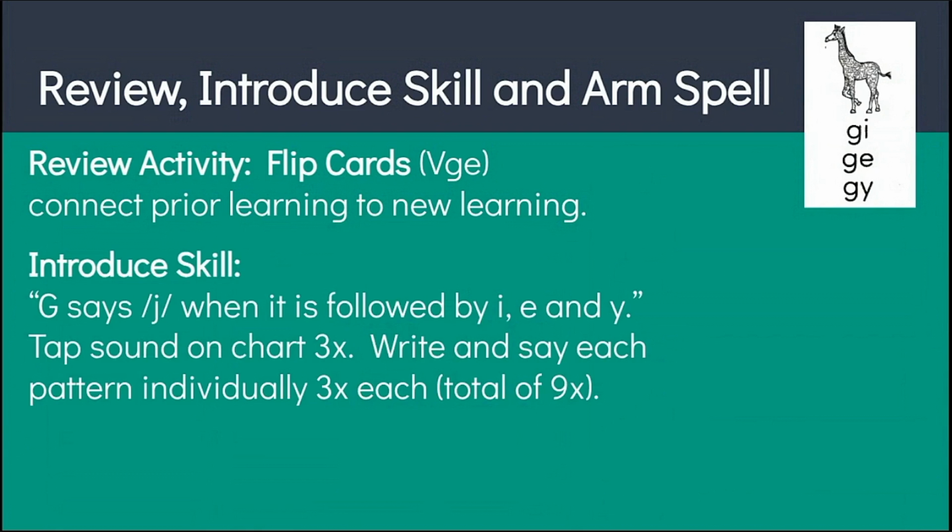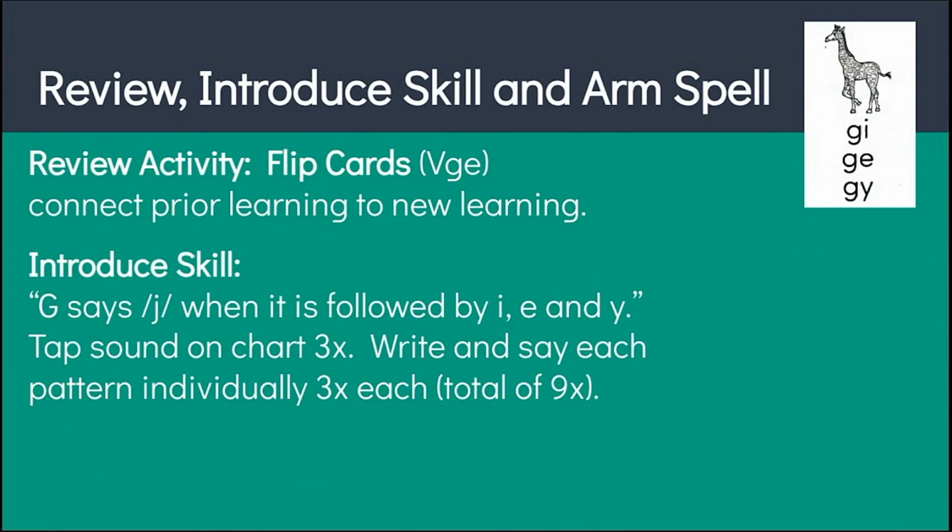Next, introduce the new skill. You might say something like this. There are other vowels that tell the G to say J. G says J when it is followed by I, E, and Y. Does this sound like something that's on your chart? That's right, GI, GE, GY, giraffe, J. Let's tap it 3 times.